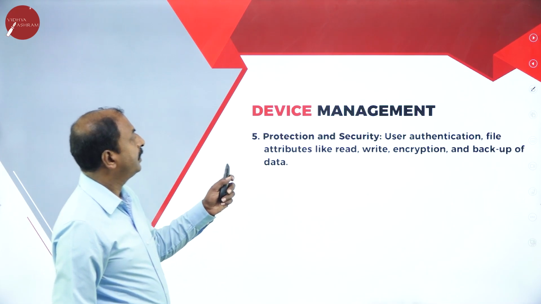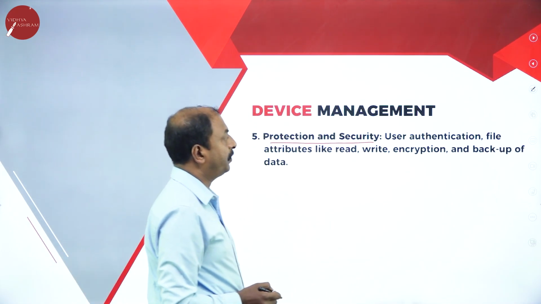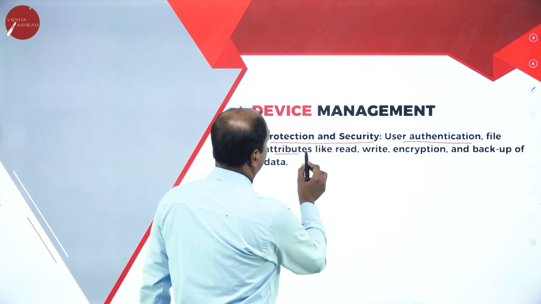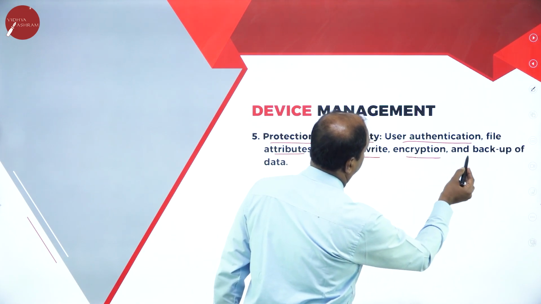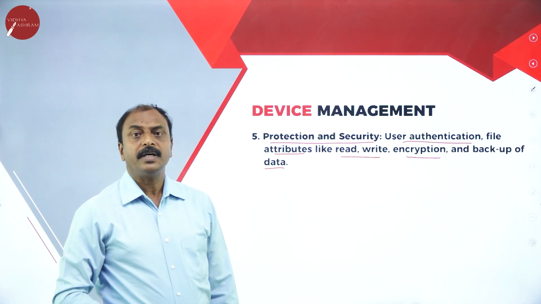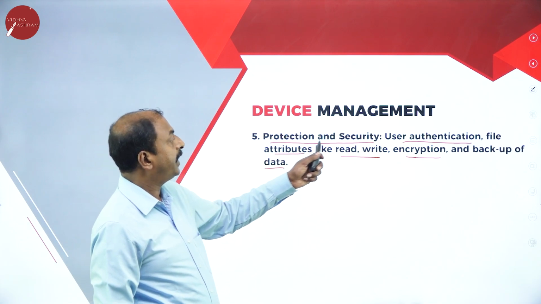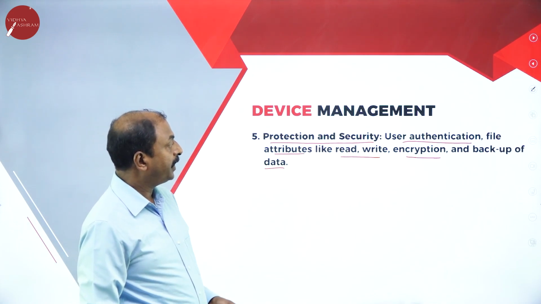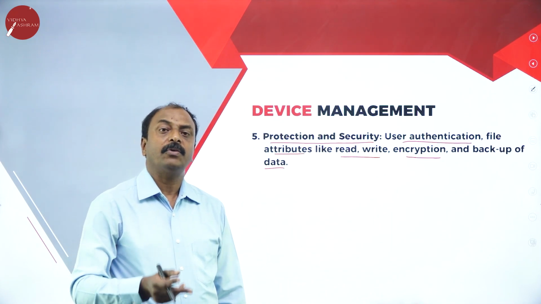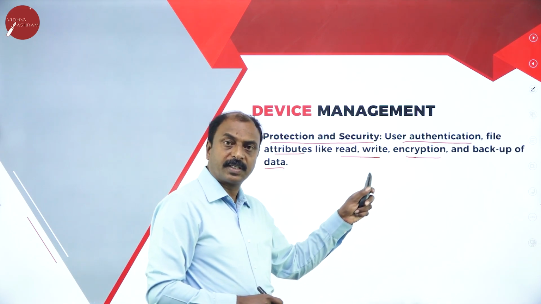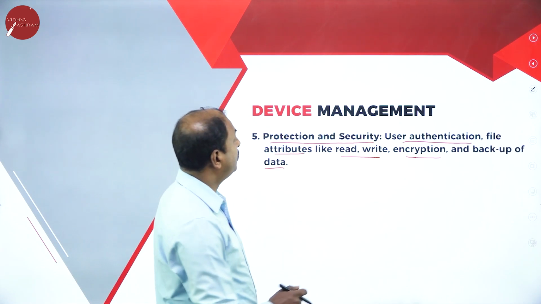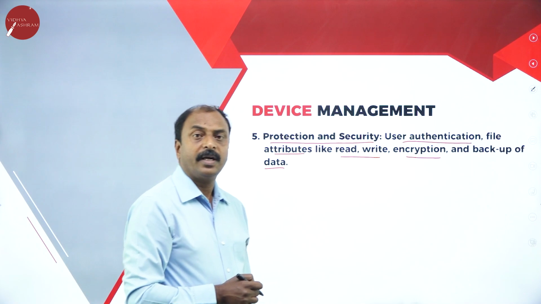Another function is protection and security. So here, user authentication, file attributes like read, write, encryption, backup of data. All these are nothing but to protect the data from external users. So that is protection and security. Protection is nothing but in the form of read and write permission. If you want to read the data, we have to have a permission. Even for writing the data to the computer or memory, there should be a permission for this. So this is read and write permission for a file system.